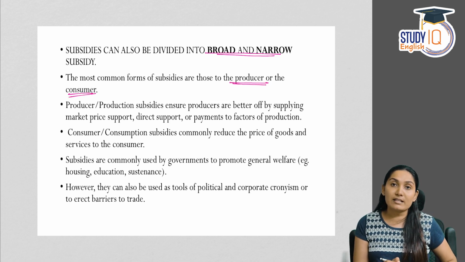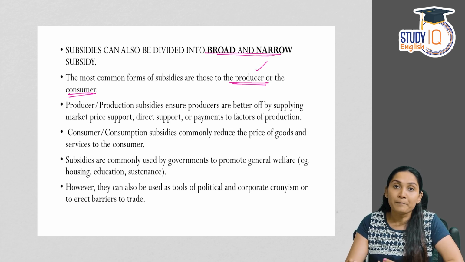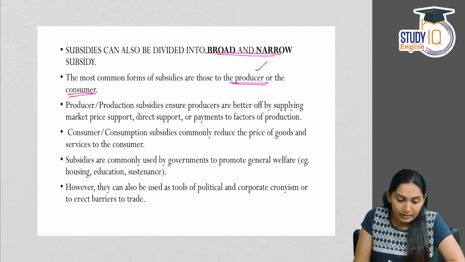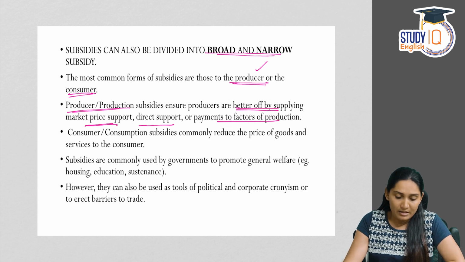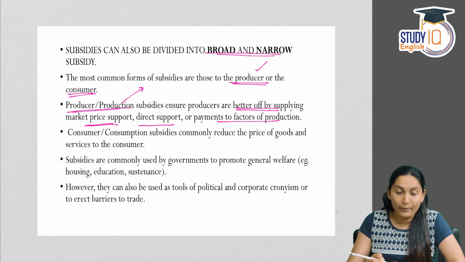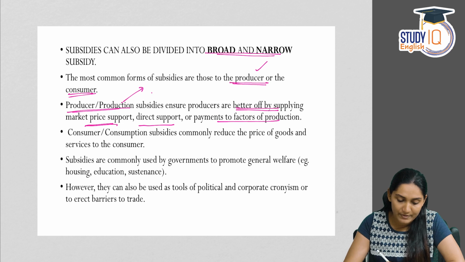So the two stakeholders who are normally the beneficiaries of subsidies can be either the producer or the consumer. Producer or production subsidies ensure producers are better off by supplying market price support, direct support or payments to the factors of production. Why are production subsidies given? In order to promote the production of something. And why are consumption subsidies given? In order to promote the consumption of certain goods. So producer subsidies are given in order to promote the production of certain goods.